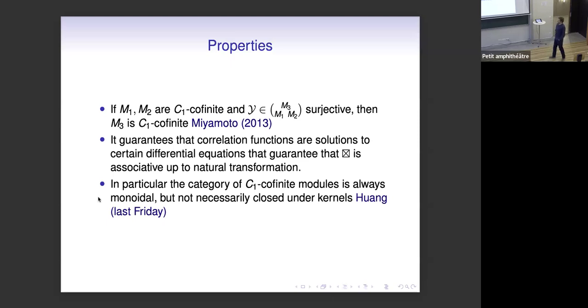And the C1 cofiniteness, I think, has a few good properties. If you have an intertwining operator from M1 times M2 to a third module M3 that is surjective, then M3 needs to be C1 cofinite if M1 and M2 are. So this means the category of C1 cofinite modules closes under the action of intertwining operators. What is it to be surjective? What is it to be surjective for the intertwining operator? It's surjective, that means the image is M3.